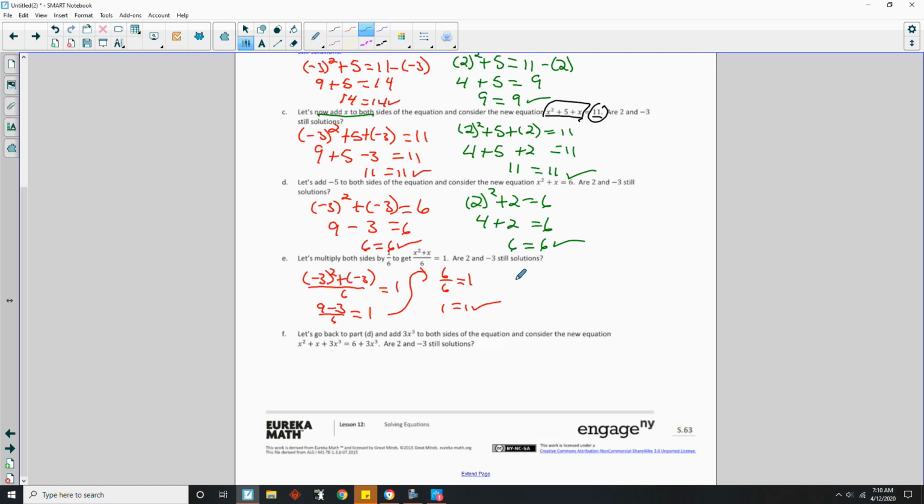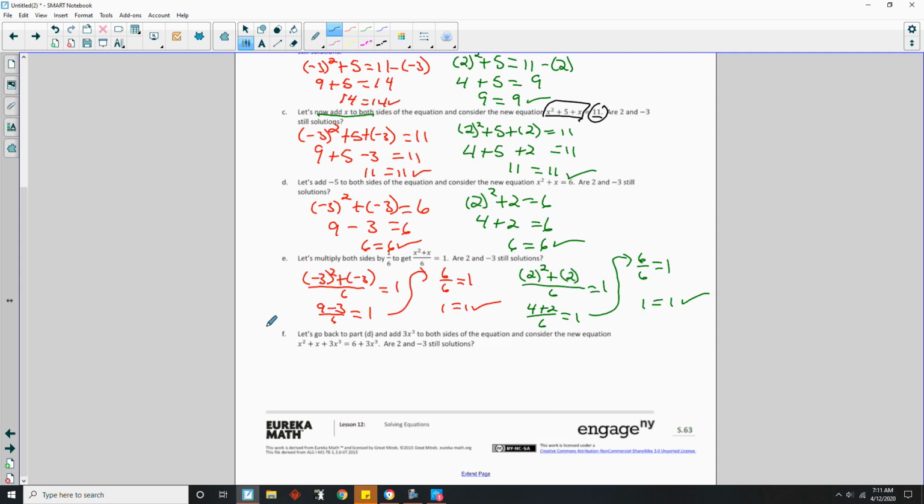Do the same with the 2. So we're going to get 2 squared plus 2 divided by 6 equals 1. 2 squared is 4 plus 2 over 6 equals 1. Well, 4 plus 2 is 6 over 6 equals 1, and that is still true. Anything divided by itself is 1.